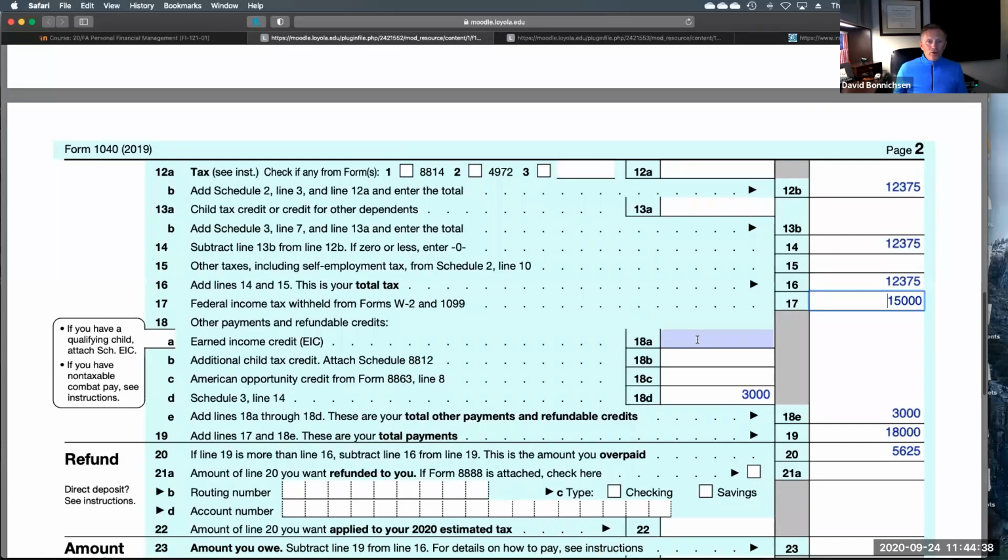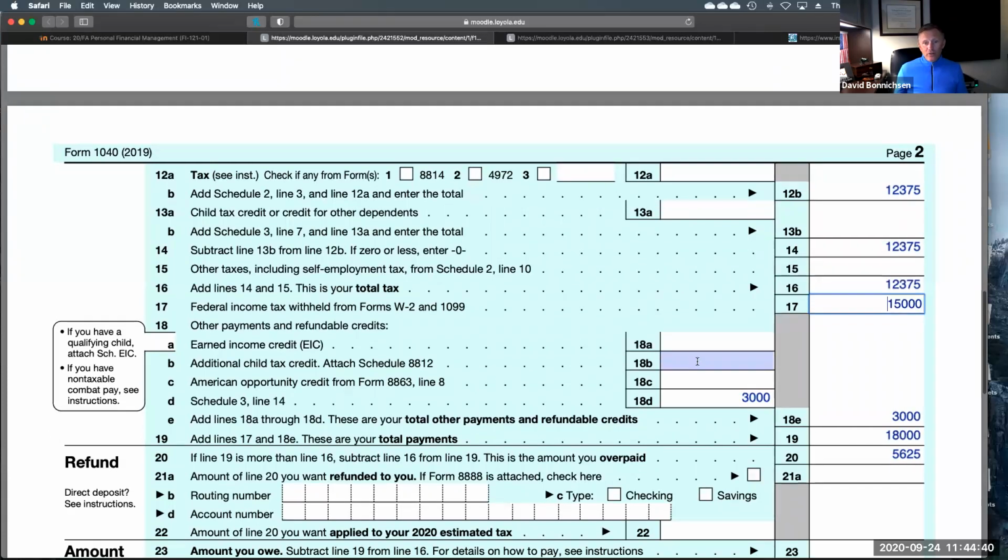They didn't have any other earned income credits. They had no child tax credits. They had no American Opportunity Tax credits. But remember, we talked a little bit about some of these other credits that we might be able to take advantage of, okay, like the electric vehicle credit, okay? So they told us, or I'm telling you, that they bought a Tesla last year and they got a $3,000 tax credit. So that tax credit flows through line 18D, okay?